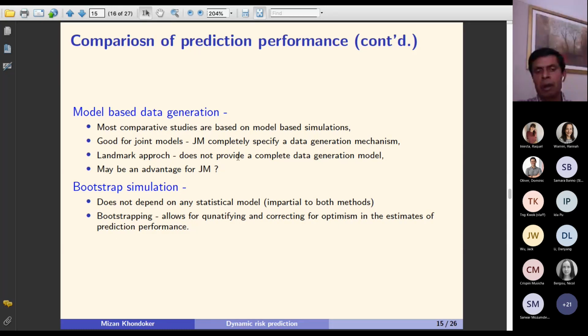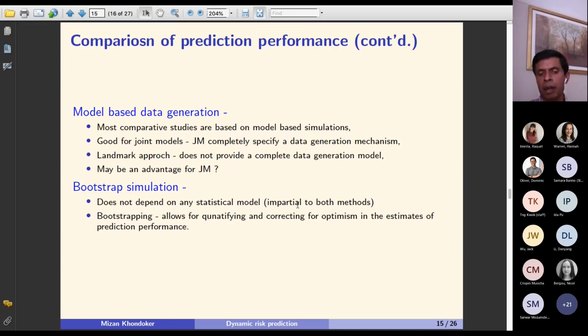Landmark approach, on the other hand, does not provide a complete data generation model because it doesn't assume a model for the longitudinal marker, right? So one may say that this model-based data simulation may give an advantage to the joint model because data are simulated from a statistical model. To overcome this issue, we decided to use bootstrap simulation. It doesn't depend on a statistical model, so it's likely to be impartial to both methods.